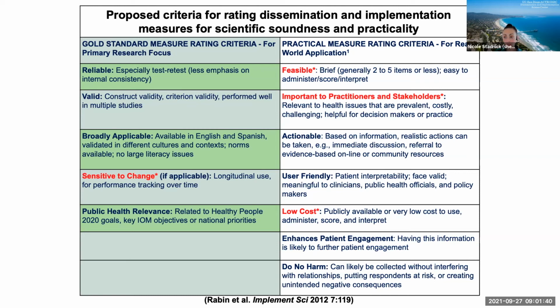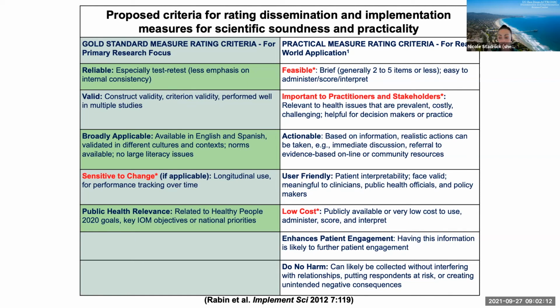And so I'll focus just on the categories for the pragmatic measure rating criteria. A pragmatic measure needs to include the following key considerations. It needs to be feasible, so brief, generally 2 to 5 items or less if possible, easy to administer, score, and interpret. It needs to be important to practitioners and stakeholders, and these can include organizational leaders, policymakers, and patients.